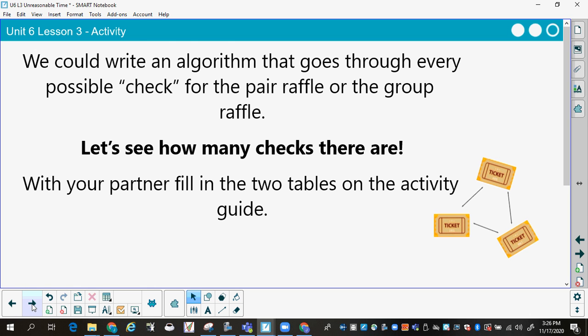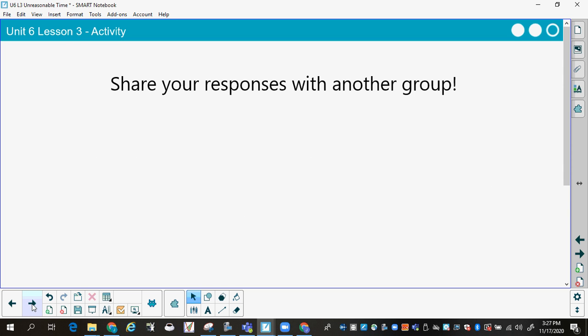We could write an algorithm that goes through every possible check for the pair raffle or the group raffle. Let's see how many checks there are. In class, you'd take a partner and fill out two tables from the activity guide. First, fill those tables out and then share your responses.